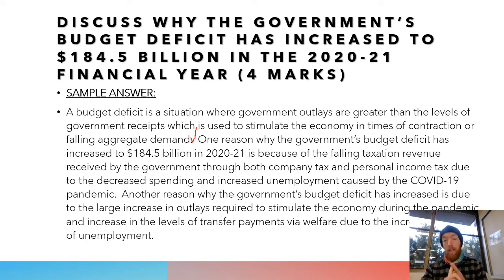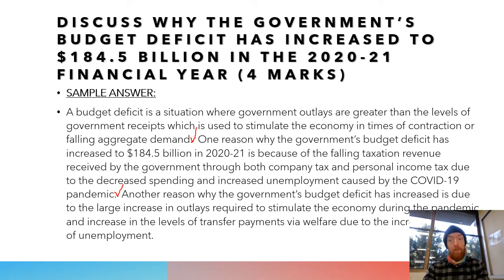One reason why the government's budget deficit has increased to 184.5 billion in 2020-21 is because of the falling taxation revenue received by the government through both company and personal income tax, due to decreased spending and increased unemployment caused by the COVID-19 pandemic. So there's your next 1.5. You could go into a little bit more detail there if you wanted to, but you don't really need to.